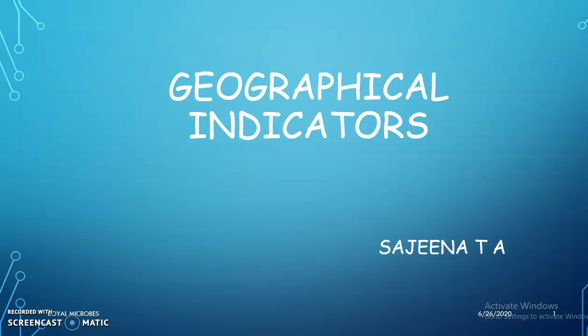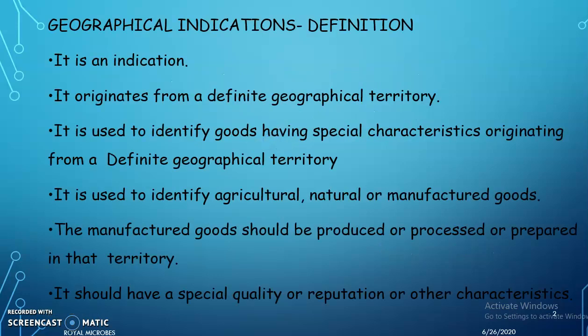Hi friends, today we can see geographical indicators or geographical indications. A geographical indication is an indication that originates from a definite geographical territory. It is used to identify goods having special characteristics originating from a definite geographical territory.